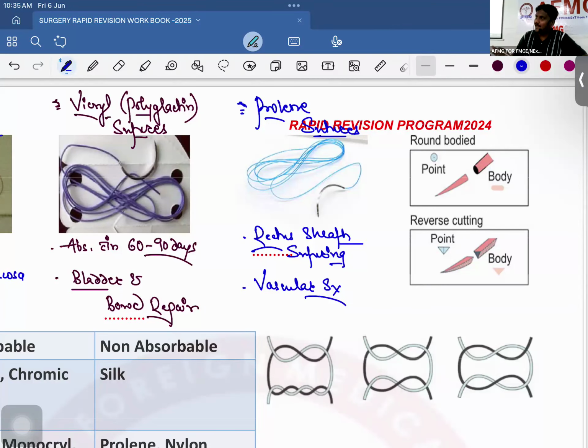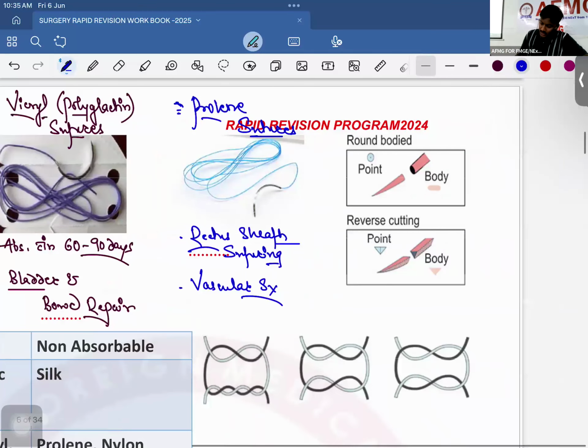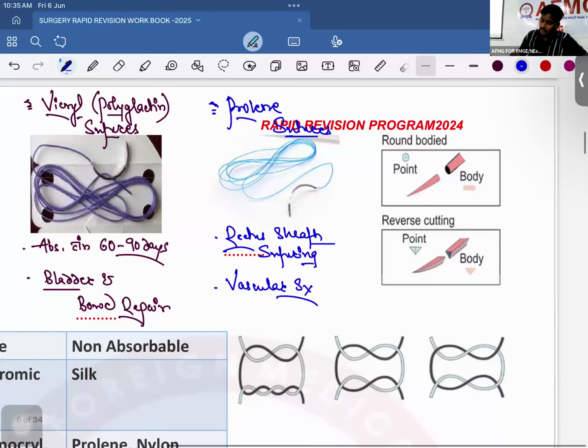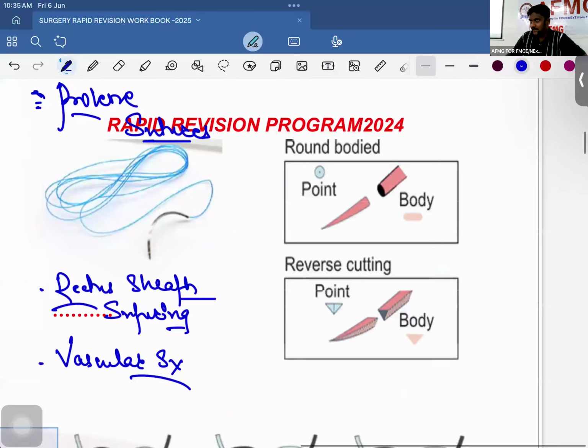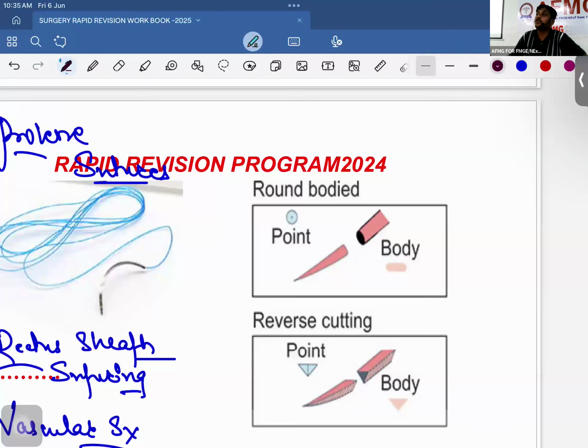Clear? Immediate can be done, condition being there is no infection. Okay? Chalo. Next important, if I talk about, beta, sutures are also classified based on the type of needle that they have. Lastly, two sutures which are used for skin suturing.